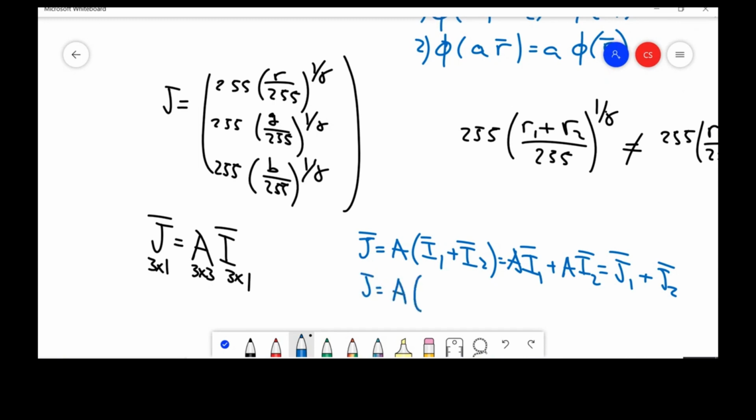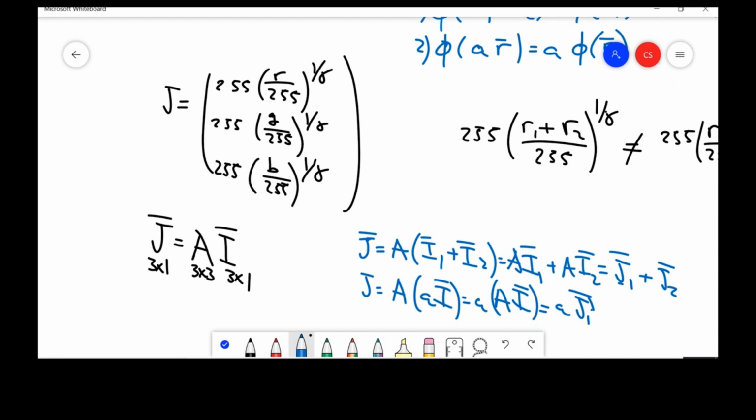Now I multiply this by A, and then again by the properties of multiplication, this A can go out. So it is this thing, and this is A J1. So if you add two vectors, what you have is the addition of the two outputs, and if you multiply an input by A, what you have is the multiplication of the output also by A.